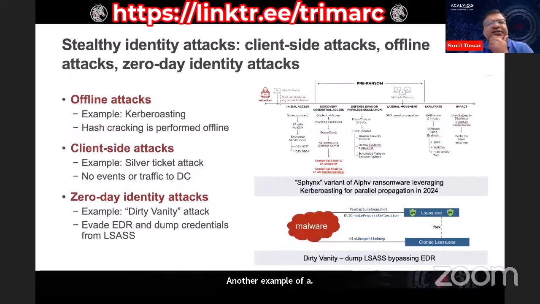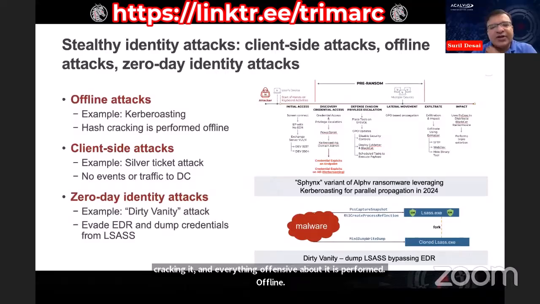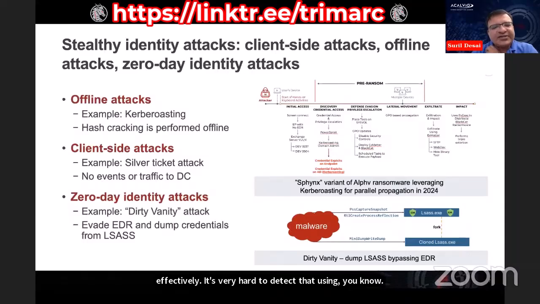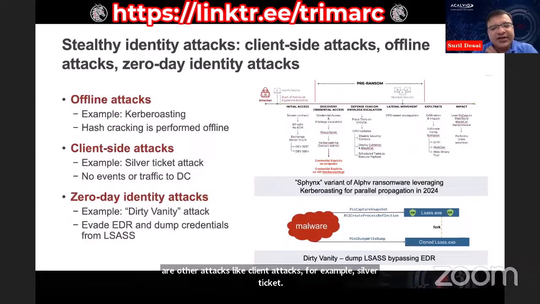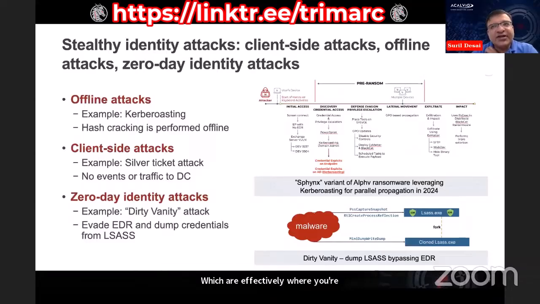A third example is stealthy identity attacks. For example, offline attacks like Kerberoasting that we just discussed in the previous session, where the attackers are effectively taking the hash and cracking it, and everything offensive about it is performed offline. So it's very hard to detect that using domain controller logs or network traffic. There are other attacks like client-side attacks, for example, silver ticket, where you're impersonating the ticket, and again it does not result in an easy way of detecting that as far as server-based monitoring is concerned.